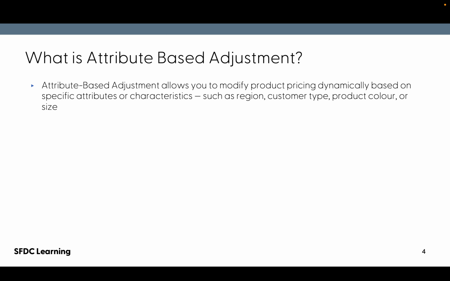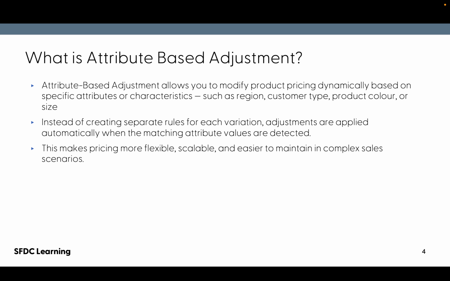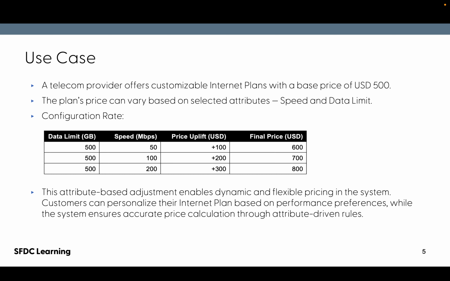What is attribute-based adjustment? Attribute-based adjustment allows you to modify product pricing dynamically based on a specific attribute or characteristic, such as region, customer type, product color, or size. Instead of creating separate rules for each variation, adjustments are applied automatically when matching attribute values are detected. This makes pricing more flexible, scalable, and easier to maintain in complex sales scenarios.